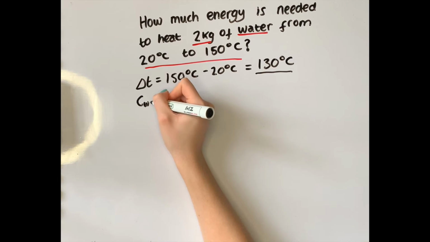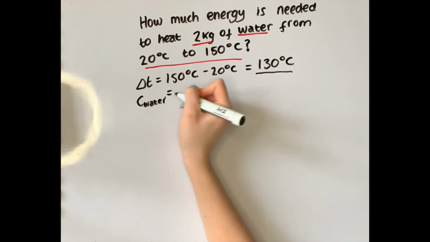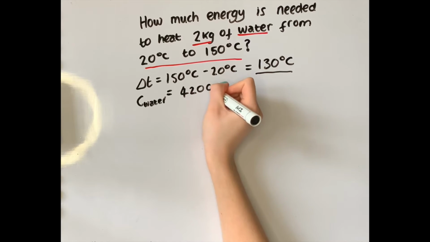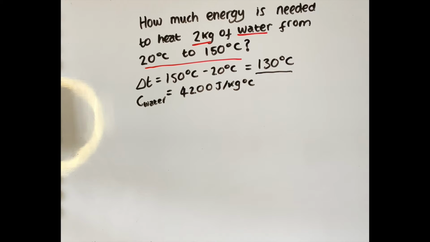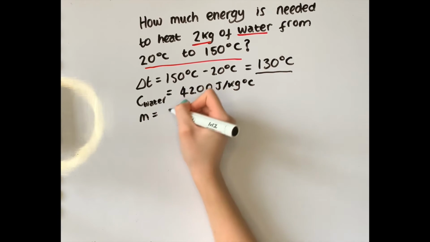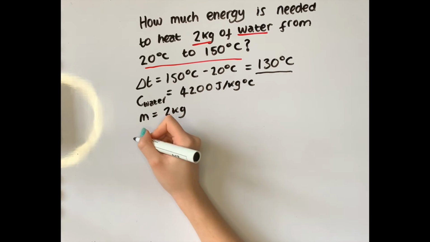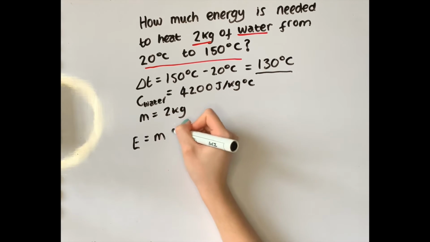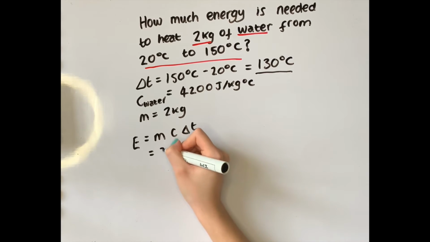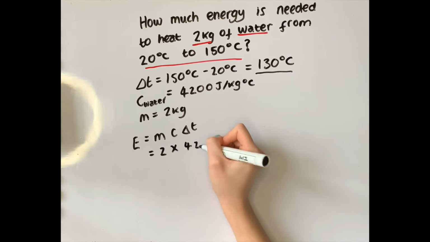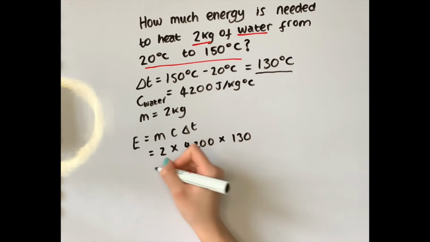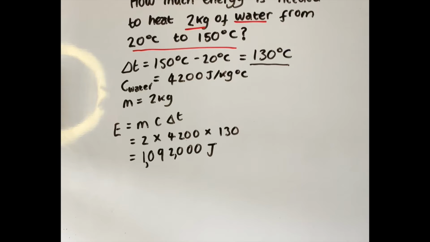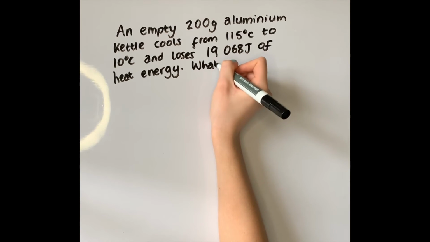The heat capacity of water should be given to you in the exam, and this is 4,200 joules per kilogram per degree Celsius. The mass that we are given in the question is 2 kilograms. So to calculate the energy, we just use our equation E equals mc delta T and plug in the values. 2 kilograms, 4,200 joules per degree Celsius, and a temperature change of 130 degrees Celsius. If you type this into your calculator, you should get 1,092,000 joules.